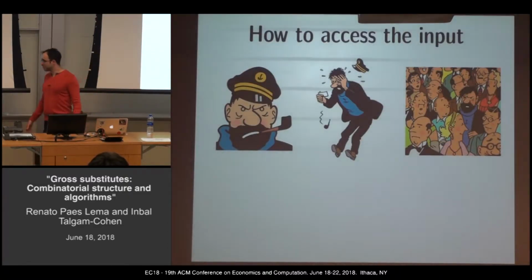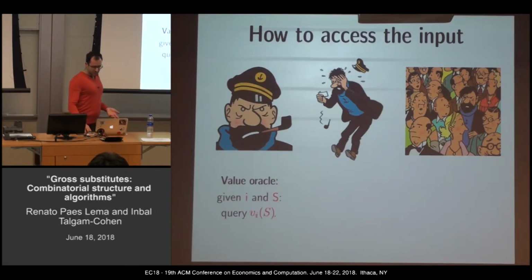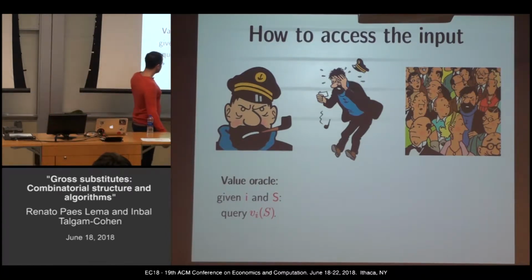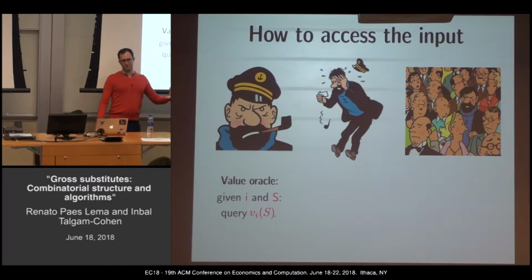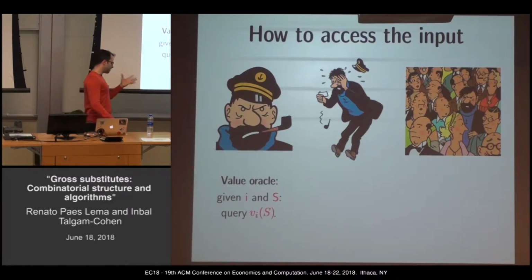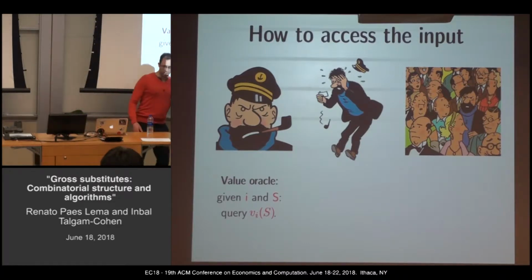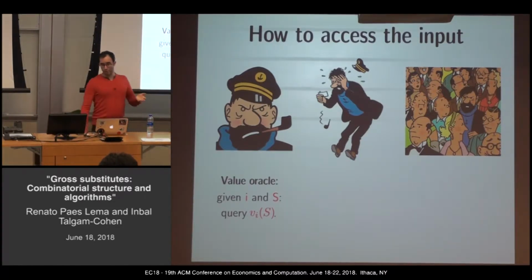There are 3 natural oracles, and they differ in how closely you look into the market. If you look at the market very closely, for every buyer you can look into the heart of the buyer and ask, what's your value for this bundle of goods? For every buyer, I can query: tell me how much you like this combination of grapes, apples and oranges. So it's a value oracle.